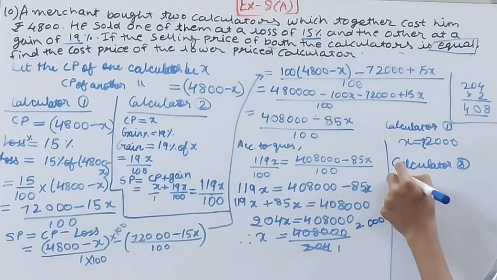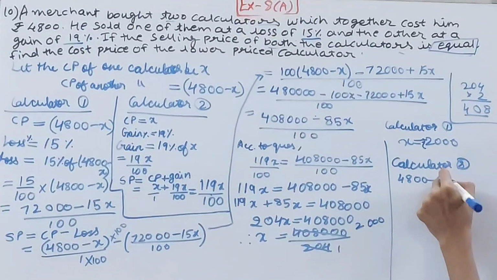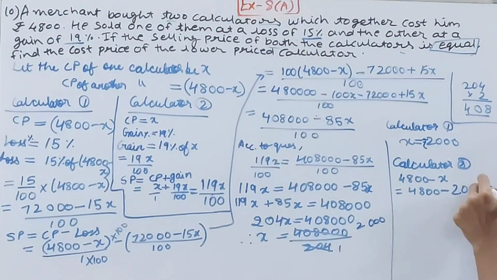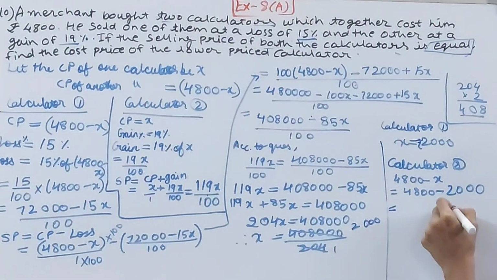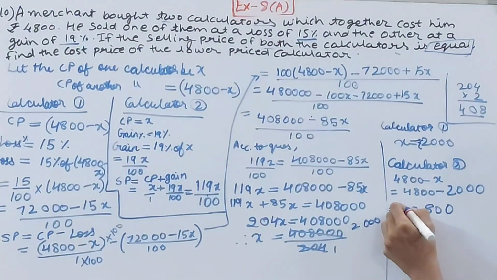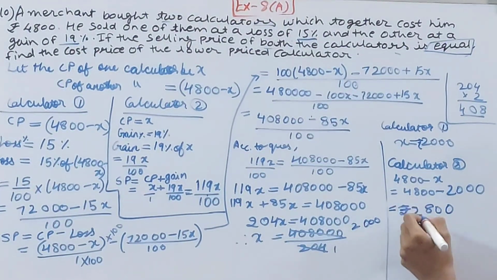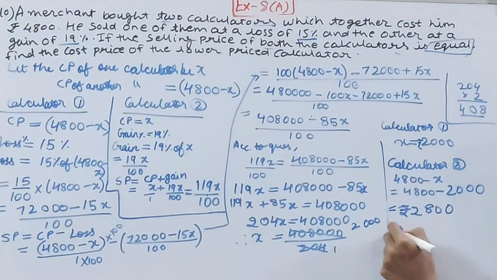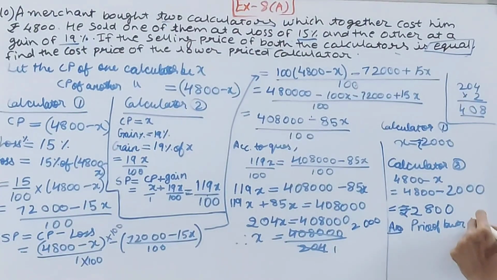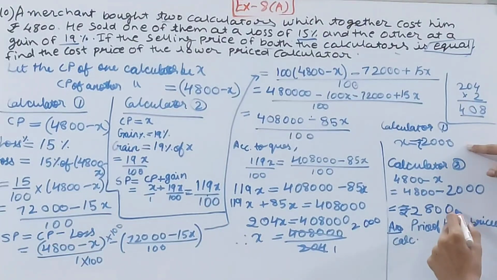that is what? 4800 minus x, that is 4800 minus. Now what is the value of x? We have just calculated that, 2000, right? 0, 0, 8 minus 0, 8, 4 minus 2, 2, rupees 2800, right? Now it is asking us price of the lower price calculator. So our final answer will be the price of the lower price calculator. 1 is 2000, 1 is 2800. So the lower price calculator is of rupees 2000.